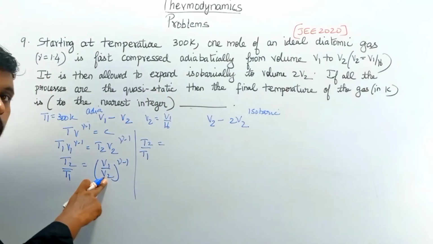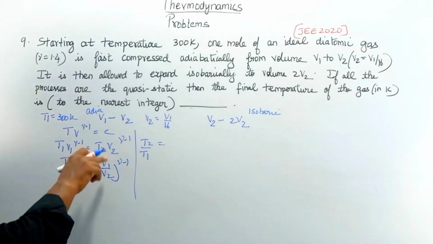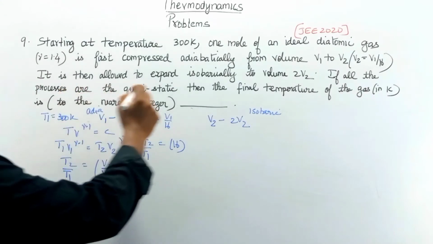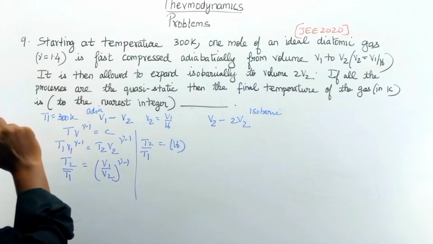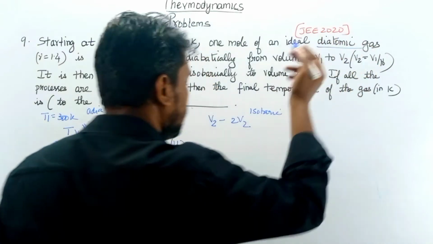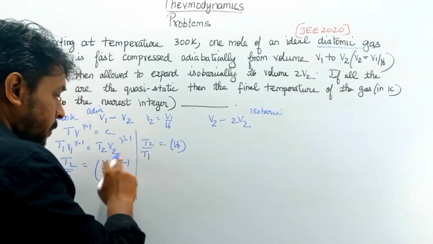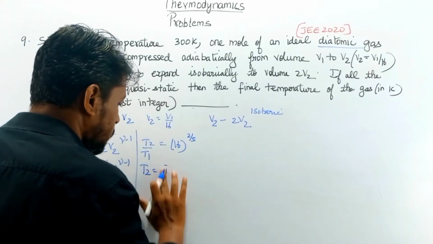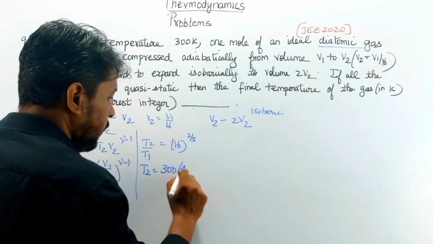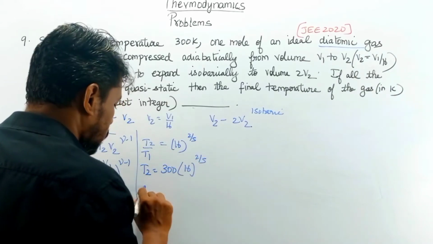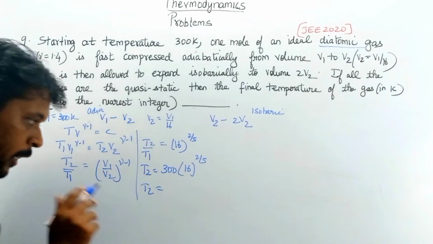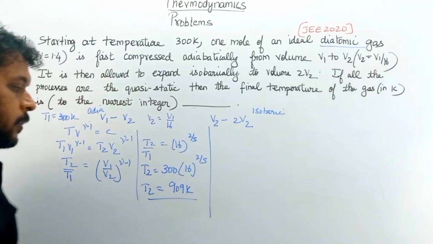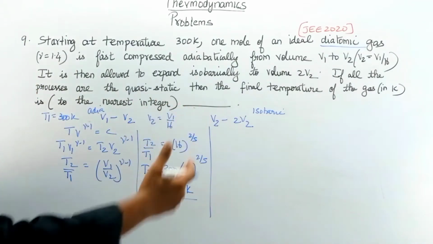So when you substitute V2 as V1 by 16, the 16 will go upwards and V1 will get cancelled. Here, as it is a diatomic gas, the value of gamma is 7 by 5. So 7 by 5 minus 1 will be 2 by 5. So T2 will be equal to T1, what is the value of T1? 300 Kelvin, it is already given, into 16 power 2 by 5. When you do this calculation, you will get the value of T2 as 909 Kelvin.